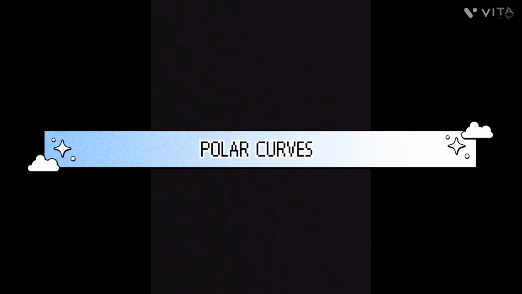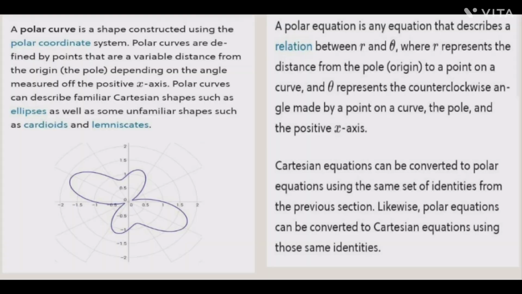Hi everyone, today we are going to learn about polar curves. A polar curve is a shape constructed using the polar coordinate system. Polar curves are defined by points that are a variable distance from the origin, depending on the angle measured from the positive x-axis. Polar curves can describe familiar Cartesian shapes such as ellipses as well as some unfamiliar shapes such as cardioids and lemniscates.